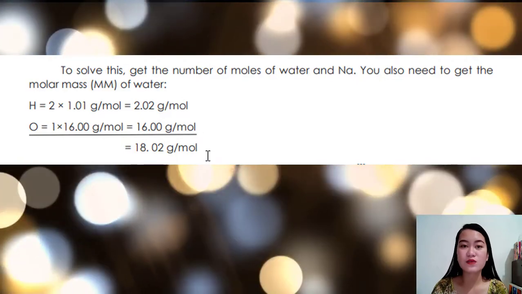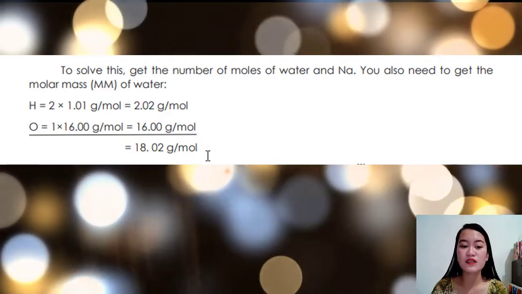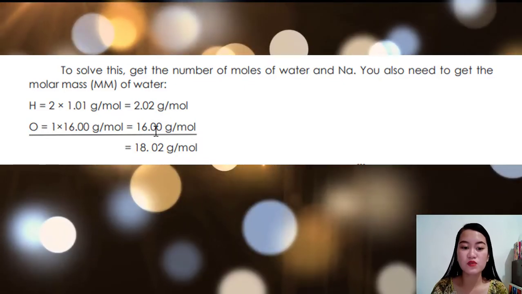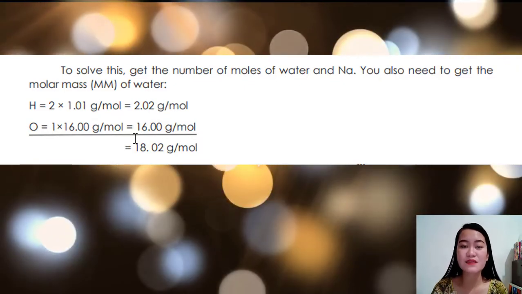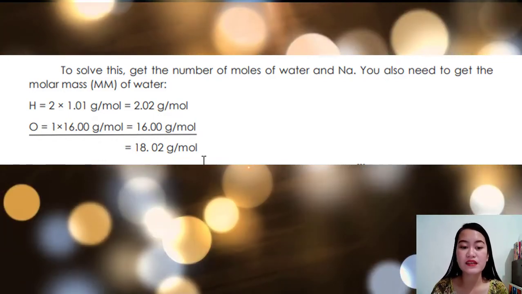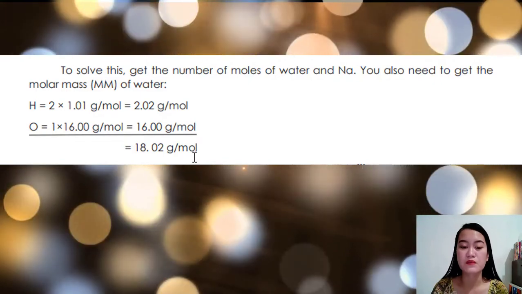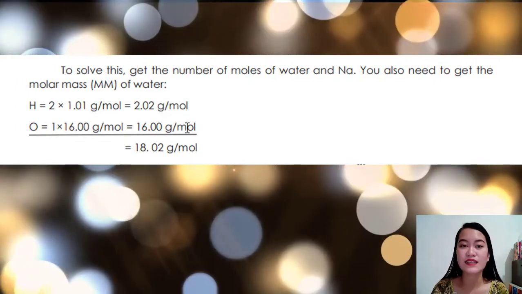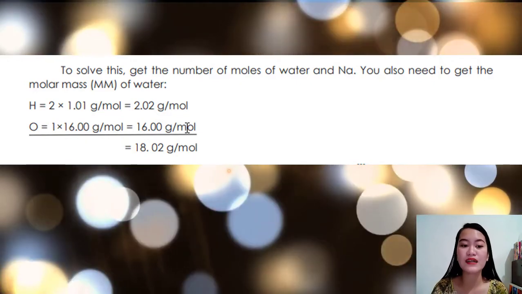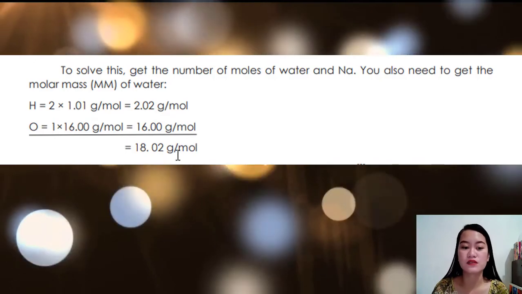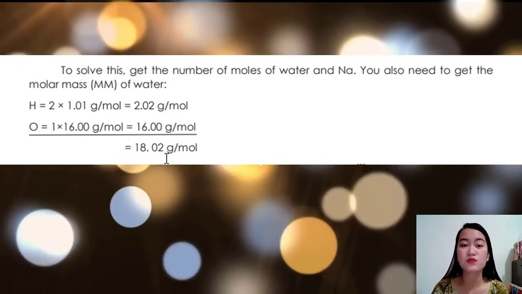Now, to get the total or molar mass, we need to add 2.02 plus 16.00 grams per mole. We have 18.02 grams per mole. Huwag kalimutan, ipag-add lang natin itong kanyang individual mass at makukuha na natin yung kanyang molar mass ng water. So, we have 18.02 grams per mole.